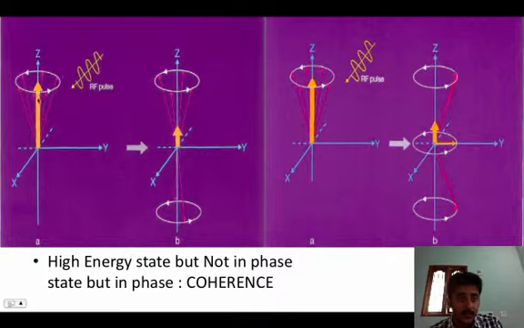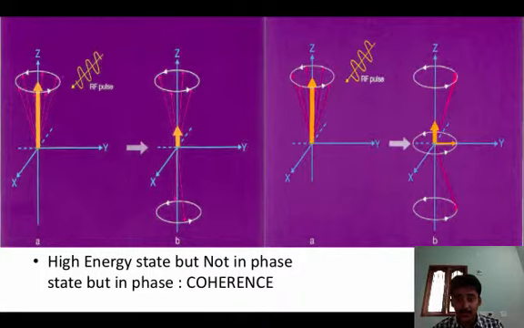Here the arrow is longer, which represents the net longitudinal magnetization. It starts falling when we apply a high energy radio frequency pulse. So figures A and B illustrate the absorption of energy and the fall in net longitudinal magnetization.